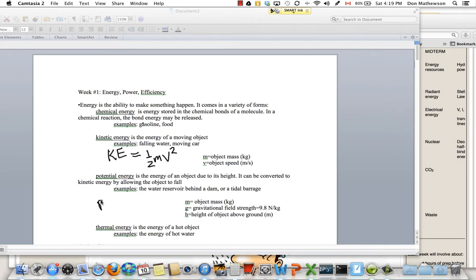Potential energy is height energy, and the potential energy, say, for water behind a dam, is the mass times the Earth's gravitational field times the height above a reference surface. So the mass is in kilograms. The gravitational field strength of the Earth is 9.8 newtons for every kilogram, and h, the height above the ground, would be measured in meters. Thermal energy is the energy of a hot object, and that we'll calculate later.